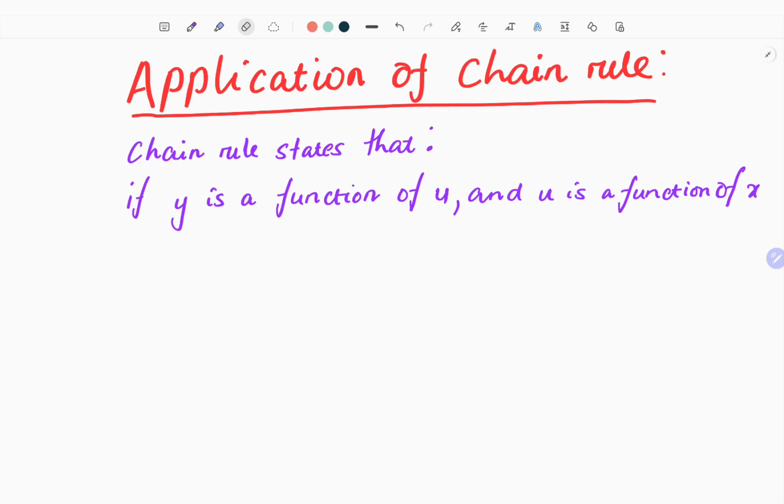Today I'm going to show you how to use the chain rule to determine the first derivative of more complex functions. So let's get into it.